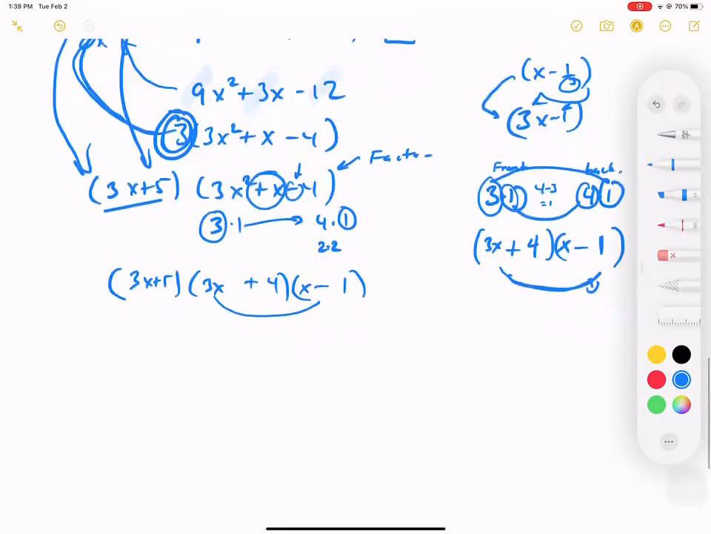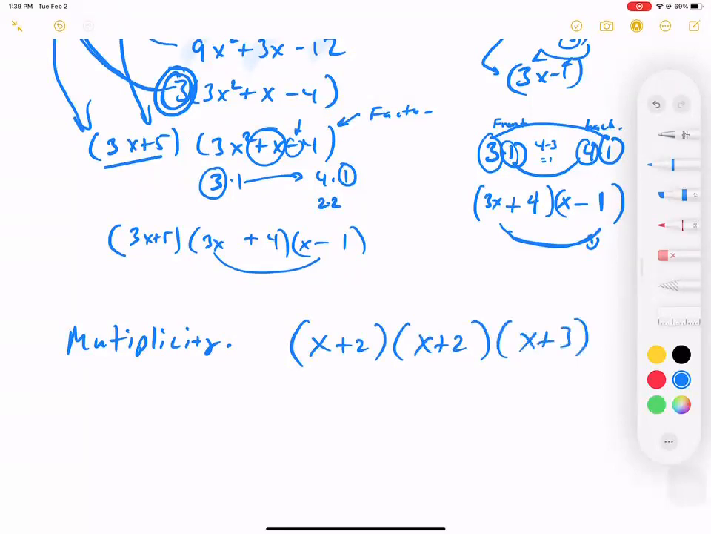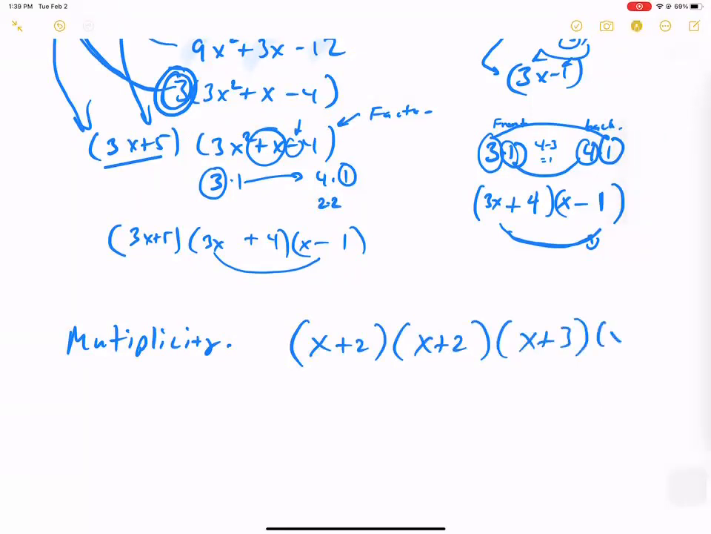The next part of this today is multiplicity. If I give you this: x plus 2, x plus 2, x plus 3, x plus 1, what are the zeros of the graph? The zeros are negative 2, negative 3, and negative 1. These are the numbers that will make it go to 0. Negative 2, negative 3, negative 1. Those are what will make the polynomial go to 0.